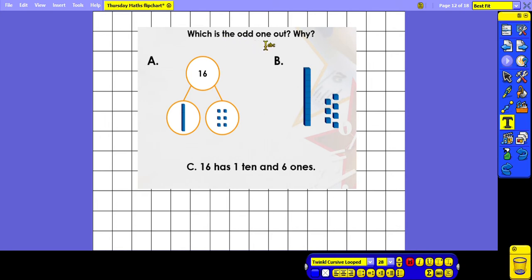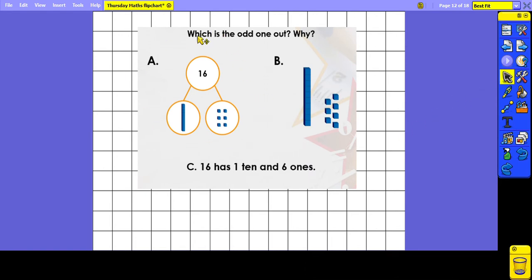Which is the odd one out and why? So we've got A, we've got a part whole model, B, we've got some base 10, and C, we've got a word problem. And we've got to find the one that is different to the rest. So if we start off with A, we've got 16 in the whole, and 16 has been split into 1 10 and 6 1s.